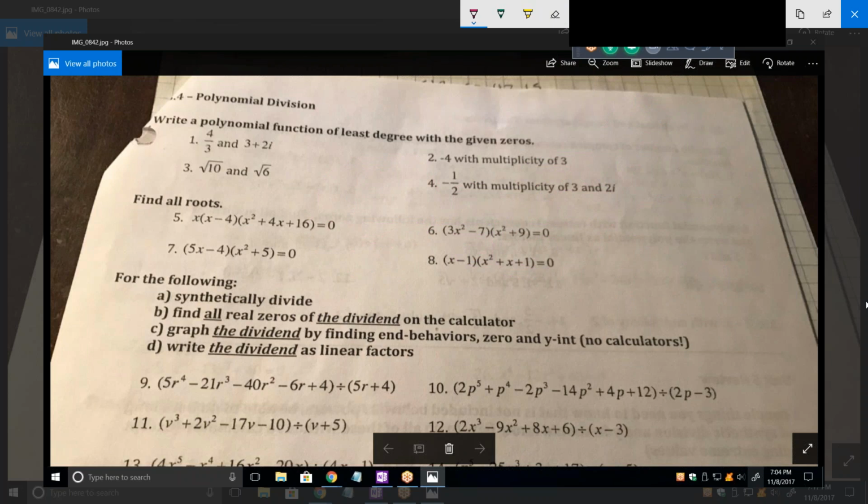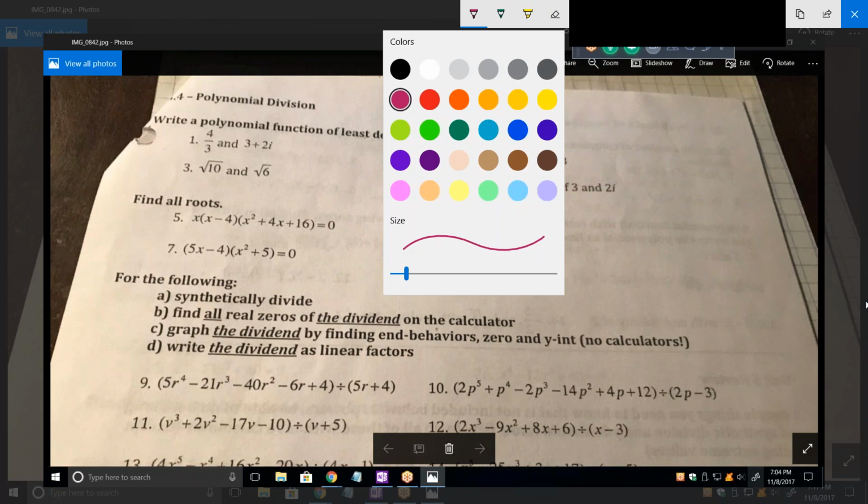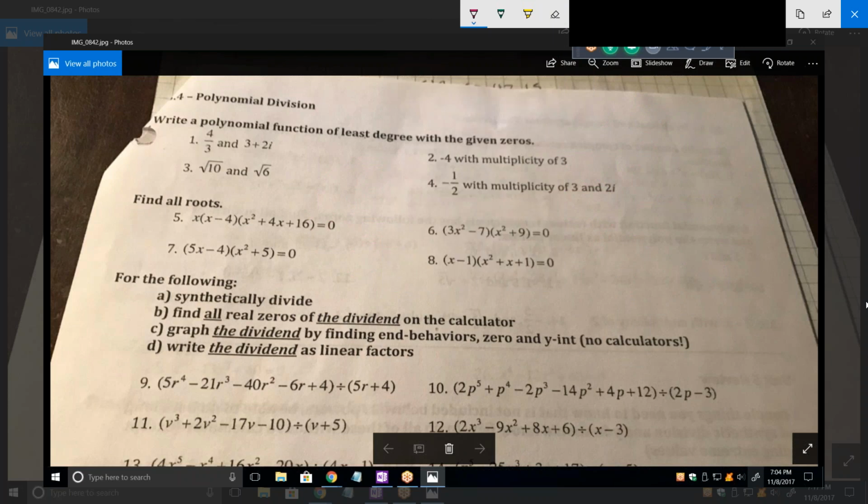Number 7. Take the same strategy. So what's the first thing I'm going to do? So you put 5x minus 4 equal to 0. Okay, solve that. So you get x equals negative 4/5. Positive 4/5. Oh, okay. In other words, when I move the 4 to the other side, it turns positive. Right. Okay. And then the second part?